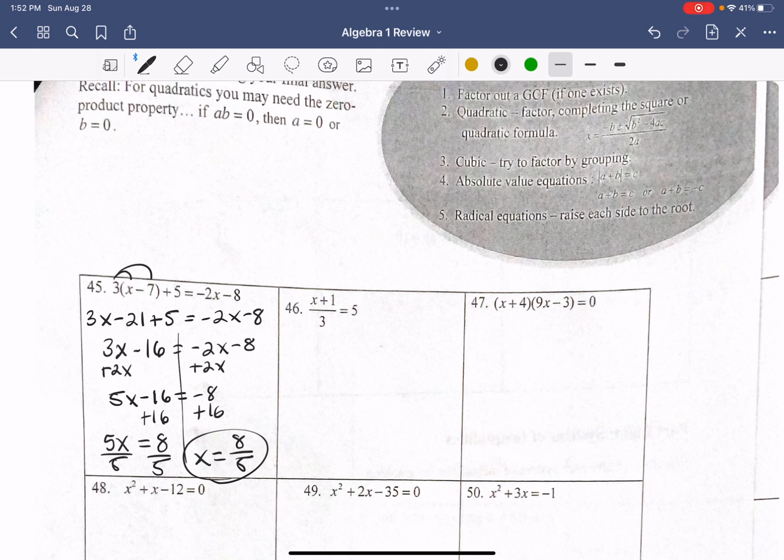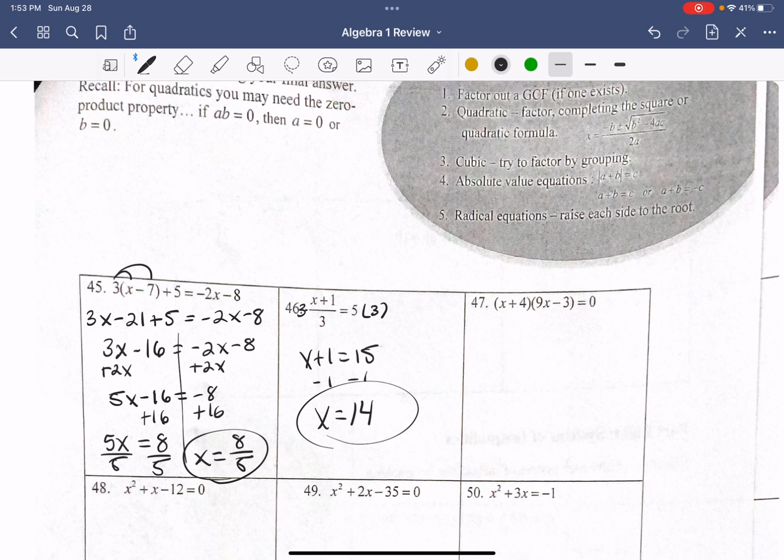Number 46, I'm going to start by getting rid of that 3 in the denominator by multiplying both sides by 3. So then I have x plus 1 equals 15. Subtract 1 from both sides, x is 14.